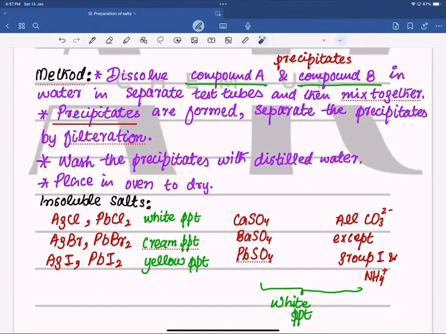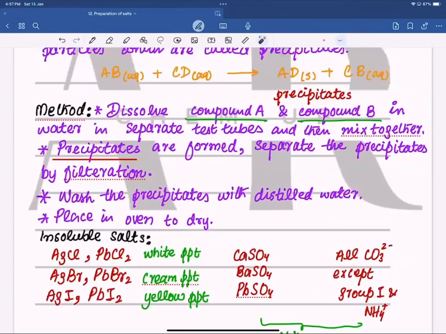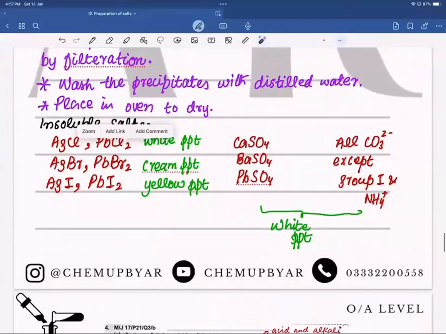Sir, these colors will form when we mix both salts, right? Yes, after mixing the salts, when the precipitates appear, these precipitates are of these colors. Sir, at the end what should we write, group 1 and then ammonium? Yes, and ammonium. Everybody completed till here? Yes, sir.